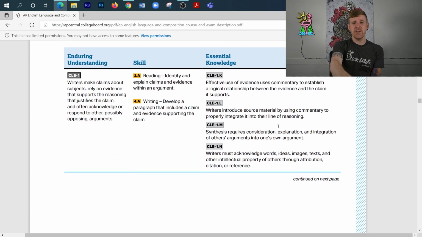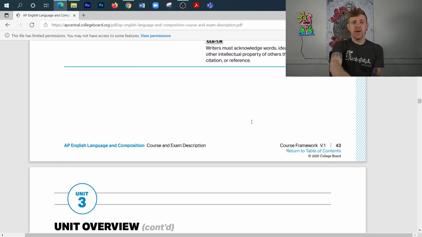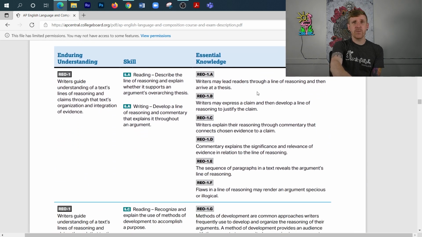And so now what I'm going to do is, before I give them an argument timed writing, you're going to notice that this top part deals a lot with commentary, which is fine, but also source material. So you're like, well, that's synthesis, Tim. Well, yeah, I'm going to skip the synthesis part for now, but I am going to go down and use a lot of the reasoning and organization EKs here as I continue to teach my argument unit.